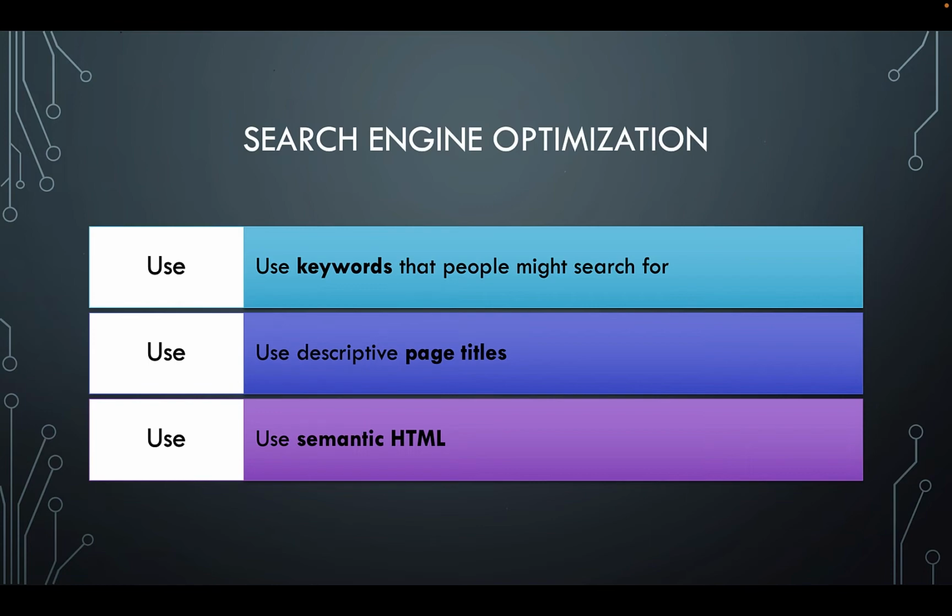You want to use descriptive page titles. So if you are looking at the title tag in the head section, that's the part that is going to go on the window tab. That's what that would be referring to. And then you want to use semantic HTML, which means that you are using proper HTML that validates, using all the HTML5 tags that we looked at in previous chapters.